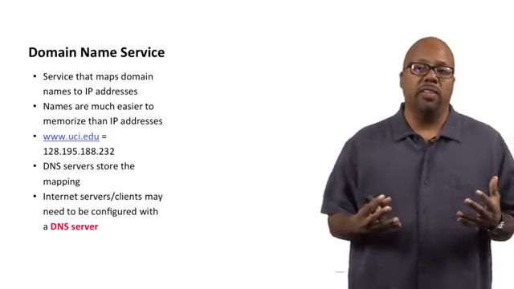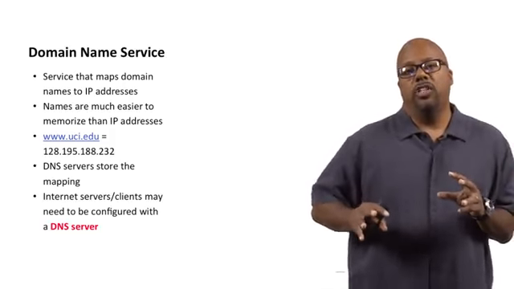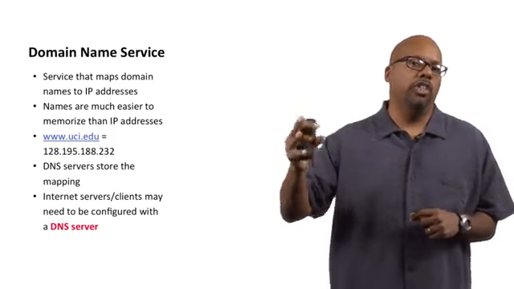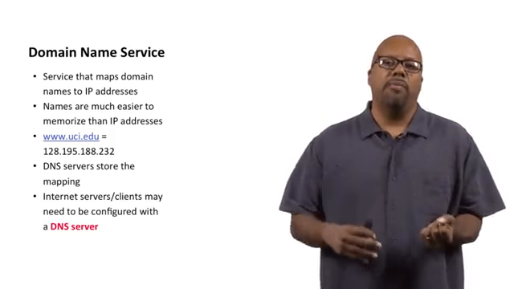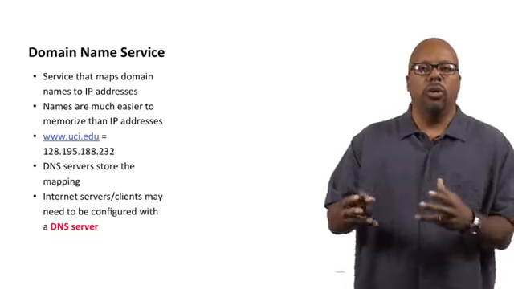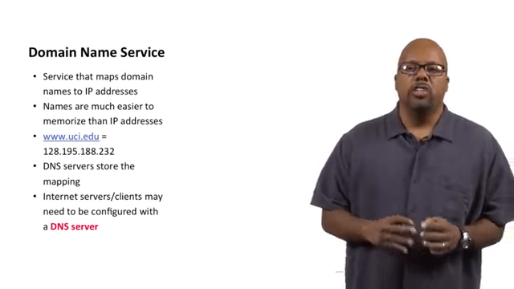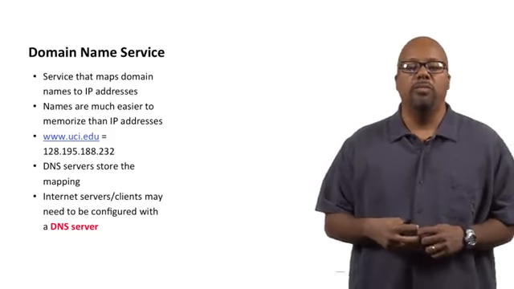Basically, it's a lookup process where you type in uci.edu and your machine, local machine, goes to another machine, a domain name server, a different machine, and asks it, hey, do you know the mapping? Do you know, for this name, what its IP address is? If it knows, it sends it back. If it doesn't, it forwards it to another domain name server, and so on. So that's DNS, Domain Name Service.